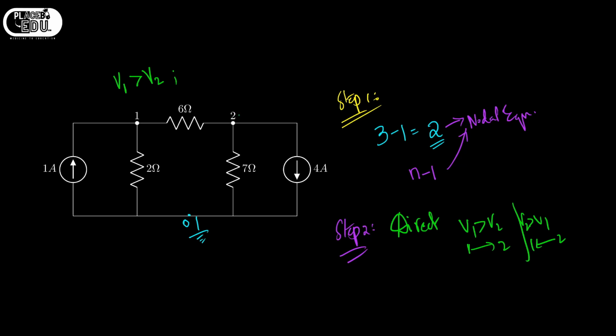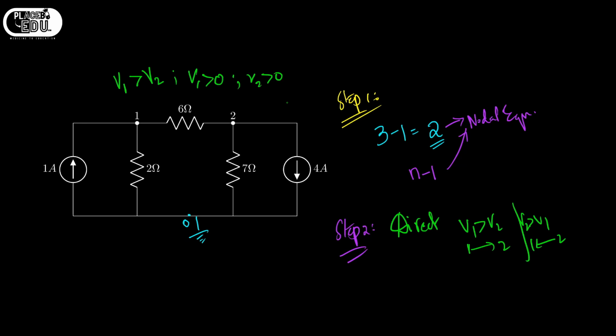Another assumption is V1 is greater than 0 and V2 is greater than 0, because I want the flow of current from 1 to 0. This is V0 actually. I am considering the reference node grounded, so I can write it as 0. So V1 should be greater than 0, and V2 should be greater than 0. These are the assumptions that you have to keep in mind. They may be correct or not, but they let us do the analysis easily.